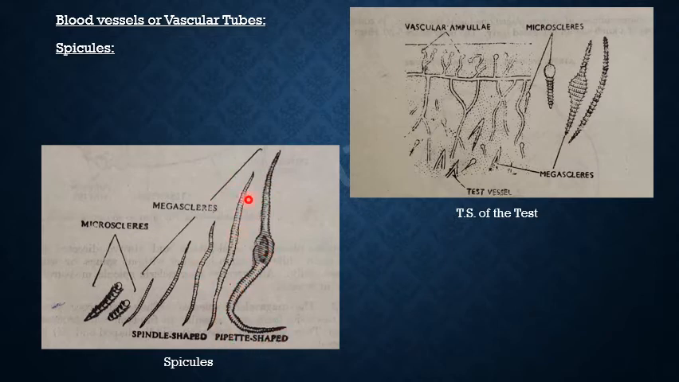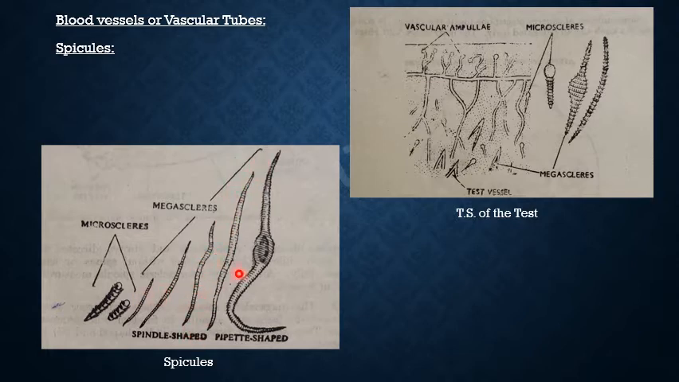Spindle shaped spicules don't have the knob like structure, it is missing. The large structure in the center is not there, and they are spindle shaped, a little broad in the center and they keep converging towards the edges.